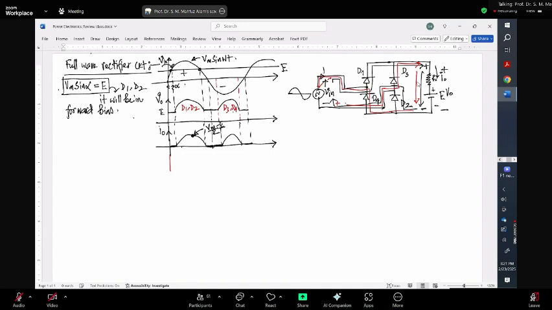So if I want to get the input current, I input. Can anybody tell me how the input current will look? Anyone? Suppose this is omega t.